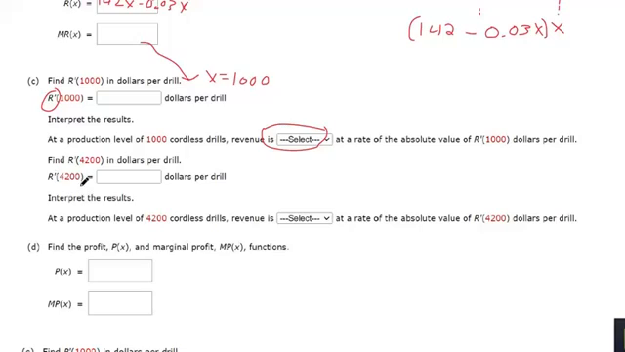And then it says find R prime of $4,200 per drill. That's again just plug in 4,200. And again, if this value is positive, that means the revenue is increasing. If this value is negative, that means the revenue is starting to go down.